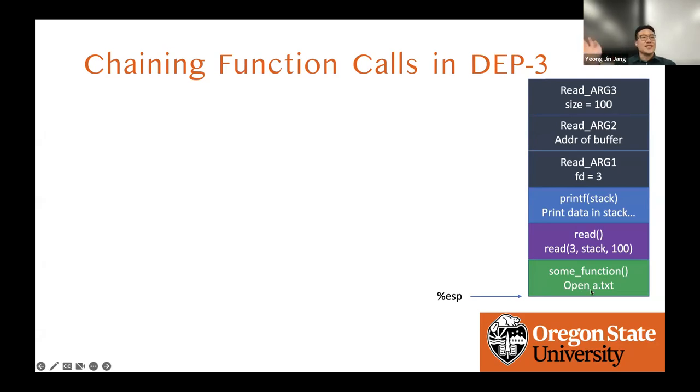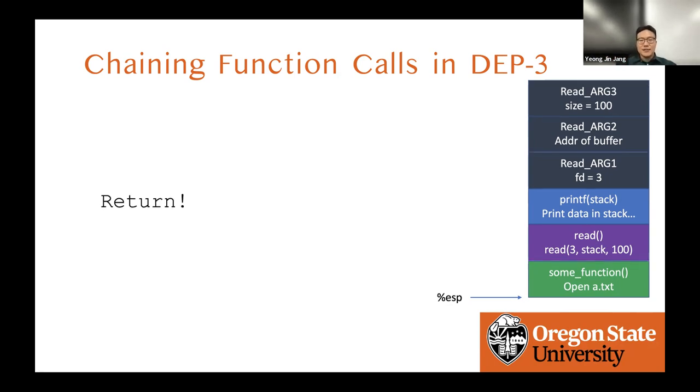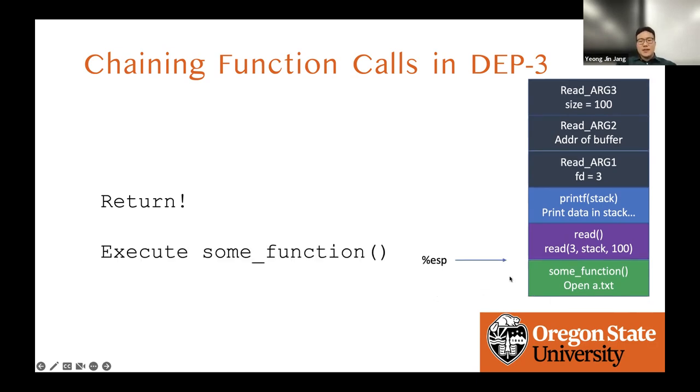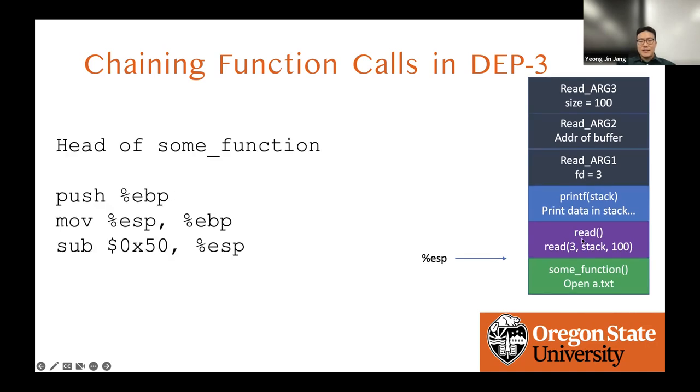So you need to create the symlink to a.txt as a flag. Yeah, so that kind of trick is required. But let's recap how we exploit this one. Your ESP will be here at the time of return. So it will return to some function and execute that. After that, if the sum function returns, it will return to the read function, and that will invoke read.